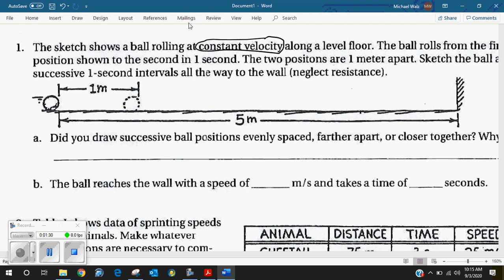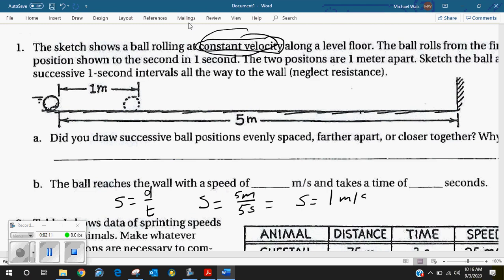I think we already talked about that. Then the ball reaches the wall with a speed of, and takes a time of. If it's constant velocity, you should be able to figure out what that speed is, but you have to figure it out. Keep in mind your speed formula is distance per time. So your speed for this would be 5 meters. And how many seconds does it take to go 5 meters? 5 seconds, right?